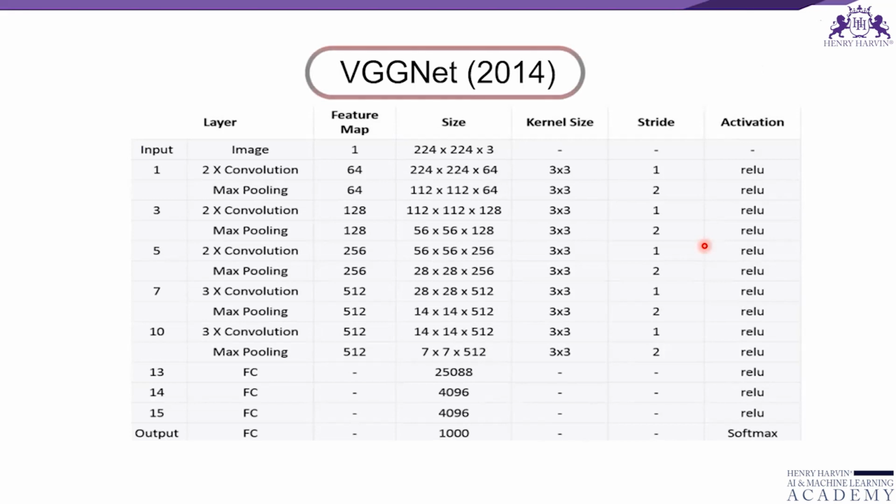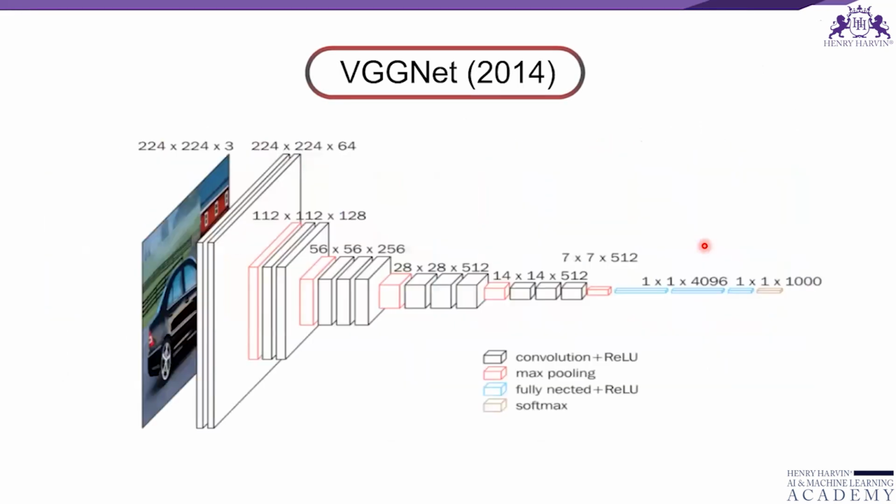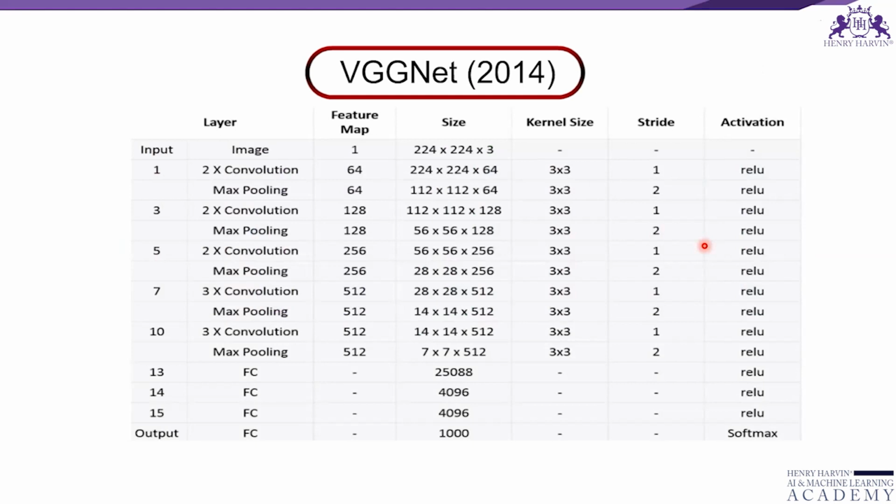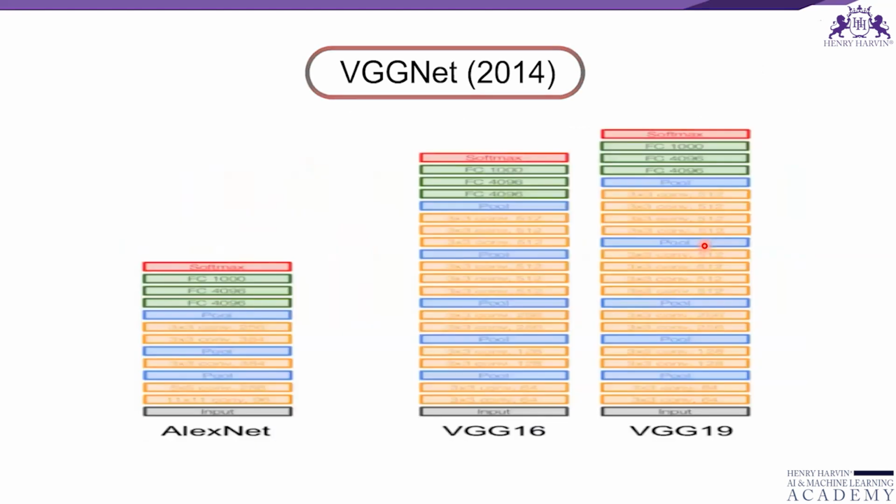Here is how the training happens. The optimization method is stochastic gradient descent with momentum, and the batch size is taken as 256. L2 regularization is used, with a weight decay of 5e-4, and dropout is applied after the first two fully connected layers, with p equal to 0.5.